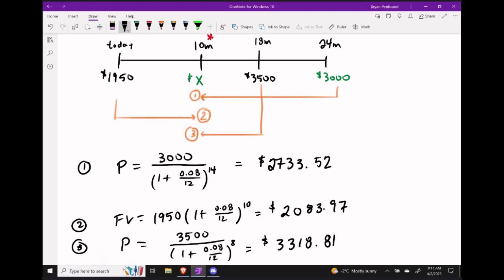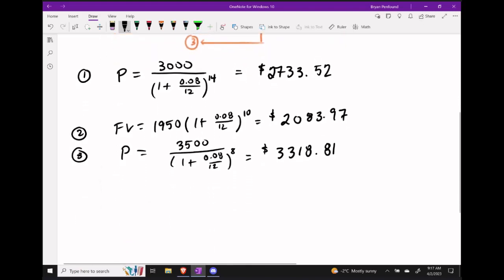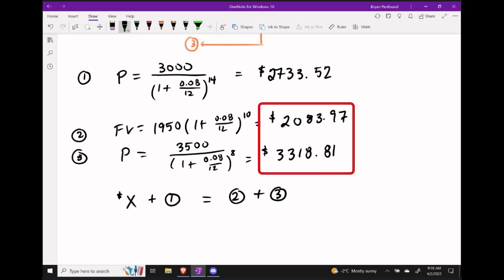So in our last step, what we want to do is to compare some of these values that we got. We agreed before that our final step should be X dollars plus what we got in step 1. That was our green payment stream. And we want that green payment stream to be equal to the black payment stream, which was steps 2 plus 3. Adding up the values that we get in steps 2 and 3, we obtain $5,402.78.